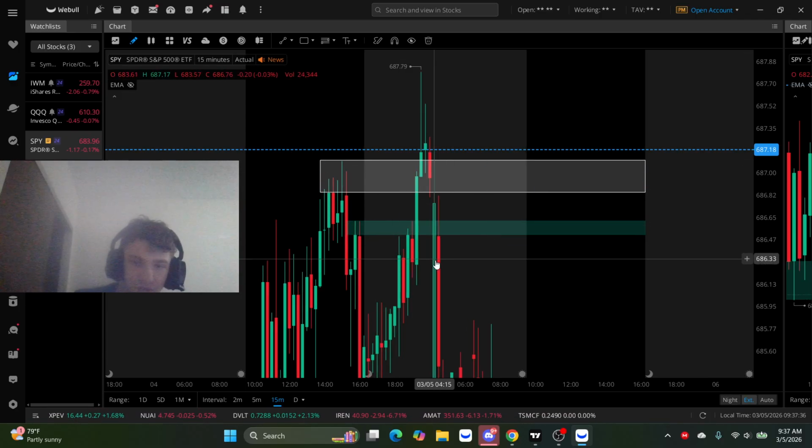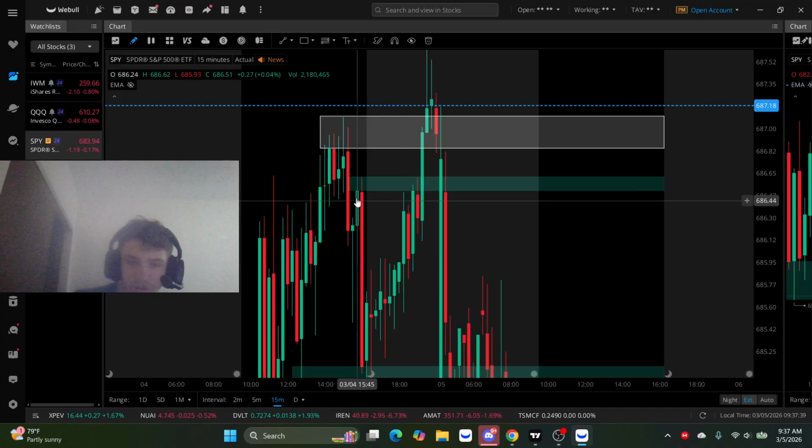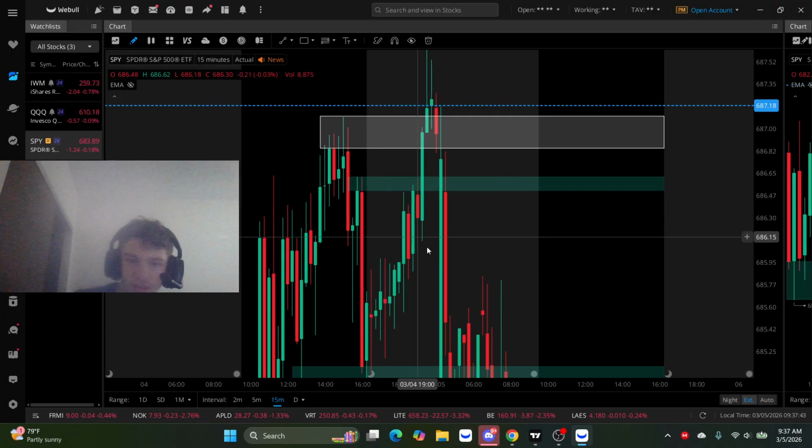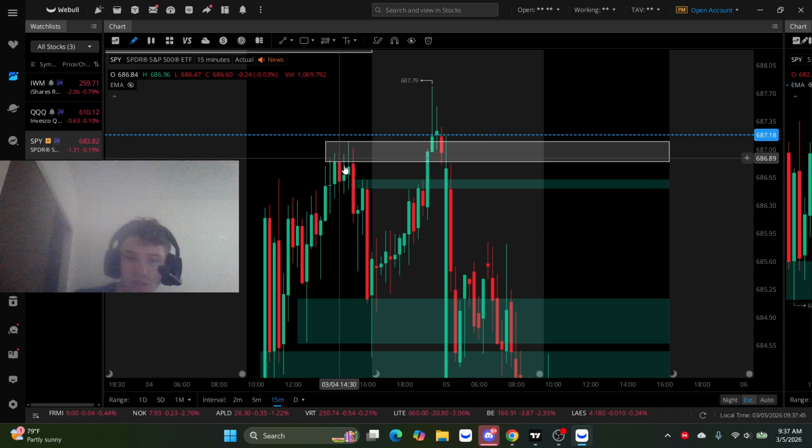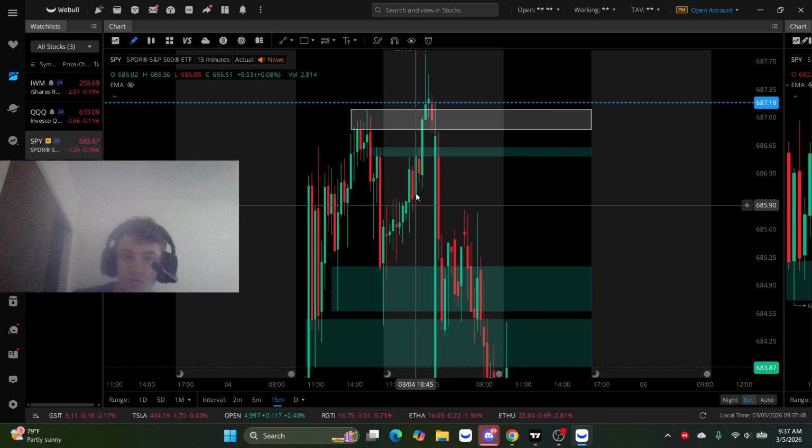One's the previous day high, and then one we had a little downturn, and then came back up, found resistance here, shot down. But this white zone is going to be the most important. That's where we had the most rejection all day.